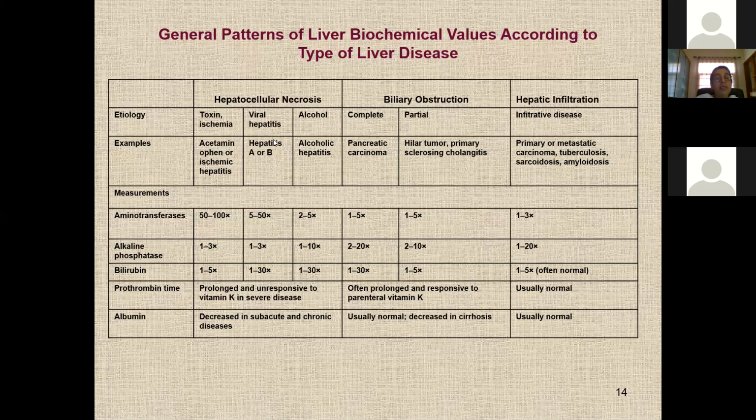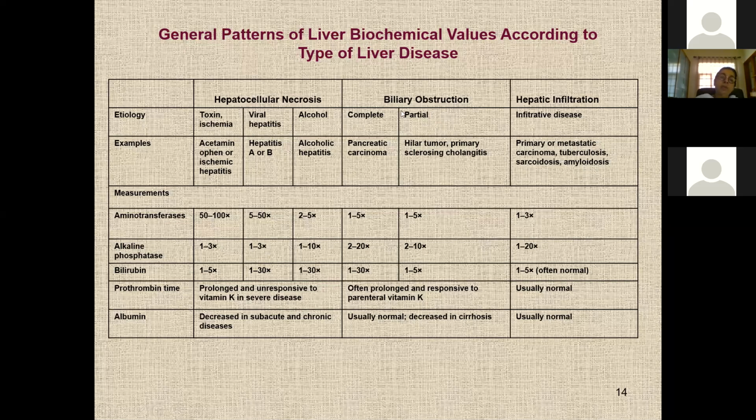And again, in viral hepatitis, the aminotransferases are elevated, but not to that extent as compared to ischemic hepatitis. And then there's again mild derangement in alkaline phosphatase, and bilirubin will be more increased as compared to ischemia. Then in alcohol, there is mild ALT increase. Alkaline phosphatase will be increased more as compared to ischemia and viral hepatitis, and so is the bilirubin.